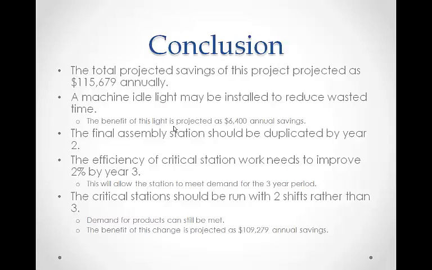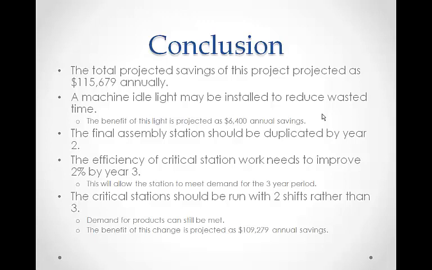In conclusion, the total savings of this project are projected to be $115,679 annually. The machine idle light may be installed and will reduce wasted time. This benefit will be approximately $6,400 savings annually. The final assembly station should be duplicated by year 2. The efficiency of critical station work must improve at least 2% by year 3. This will meet the demand for the 3-year period.